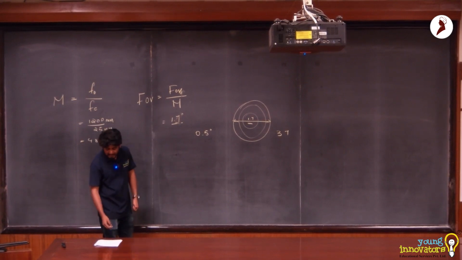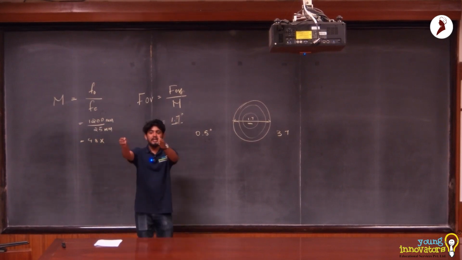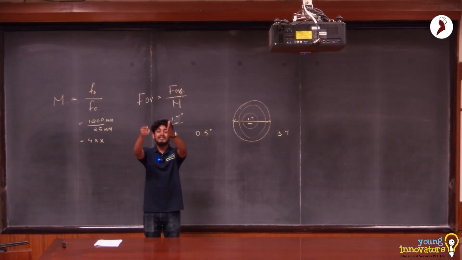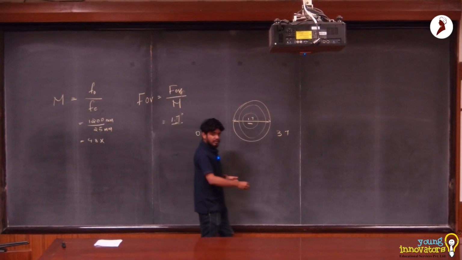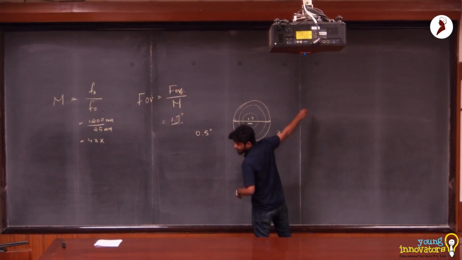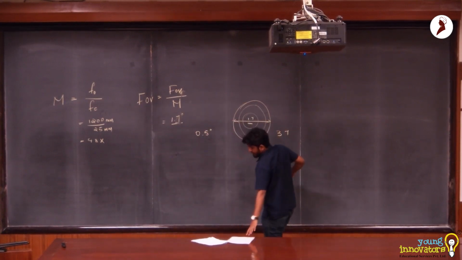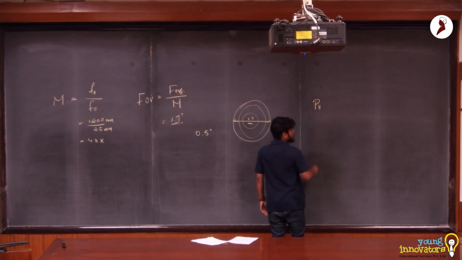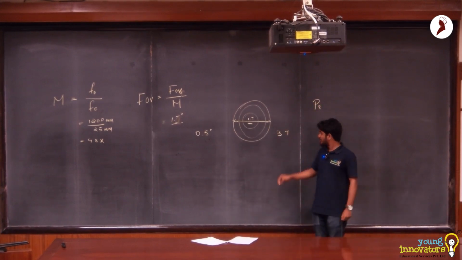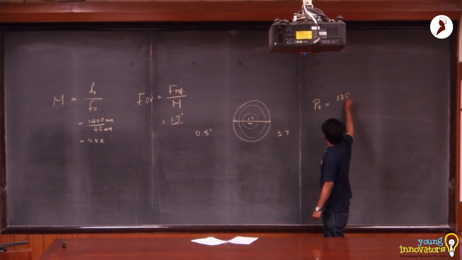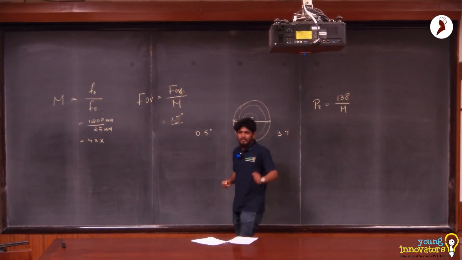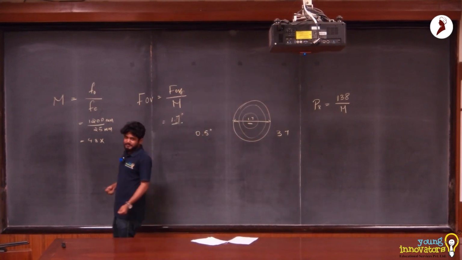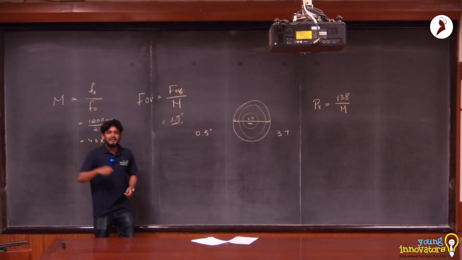Now, next comes resolving power. Resolving power is the smallest separation between two objects. Basically, what I explained before. Can you distinguish between two objects? That is what you mean by resolving power of the telescope. Now, the formula for that goes like, we take resolving power as PR, power, and now what is this 138? What is this 138?